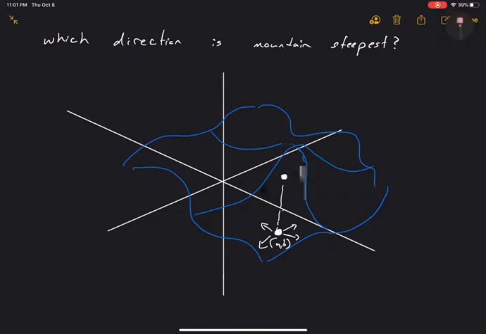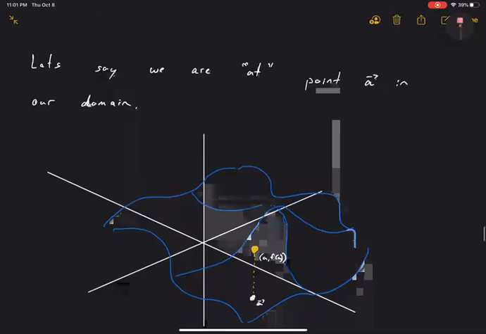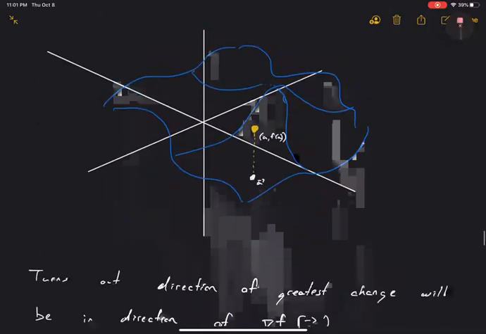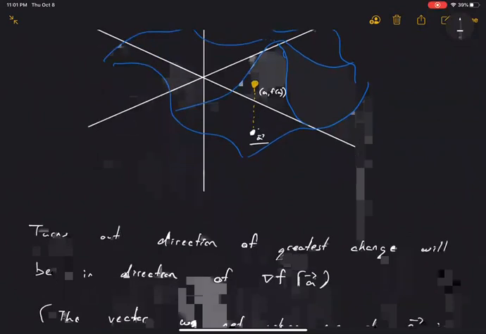Okay. So I'm looking for the direction in my inputs that will give me the steepest tangent line. And let's say, again, I've redrawn this, we're at this point A in our domain, and once again, I'm looking for the steepest tangent line, or the direction that will give me the steepest tangent line. Okay. Well, it turns out that that direction will be the gradient of f at this point.